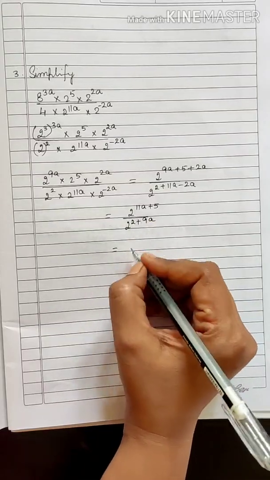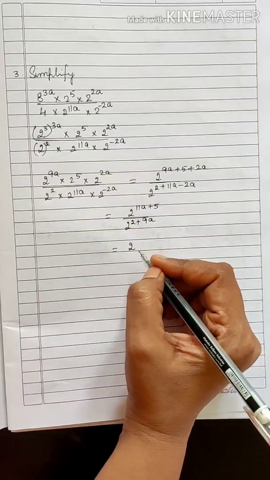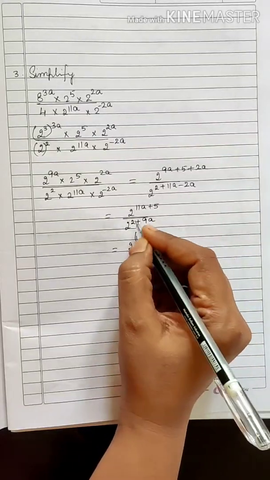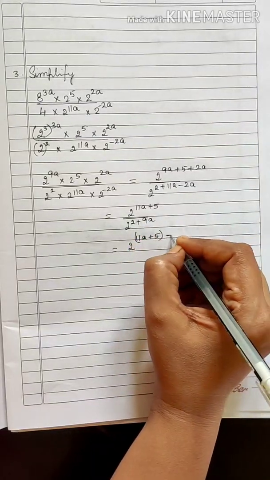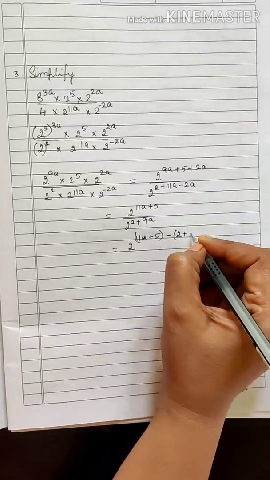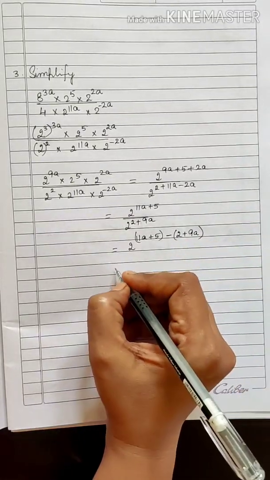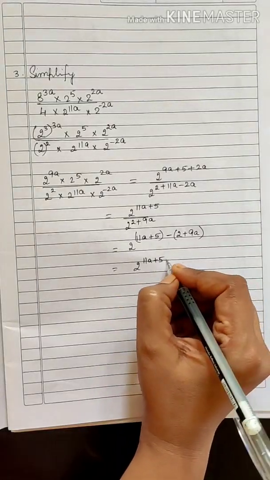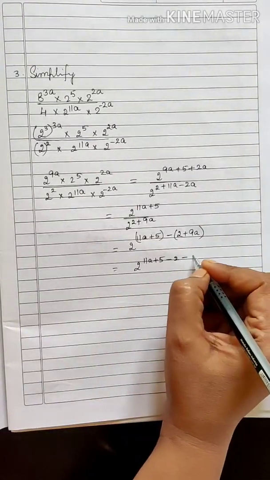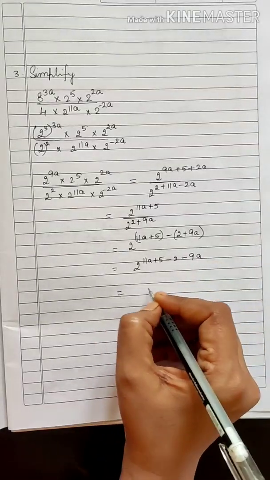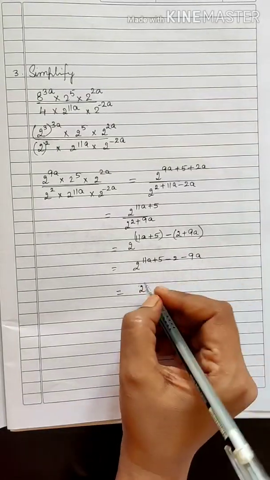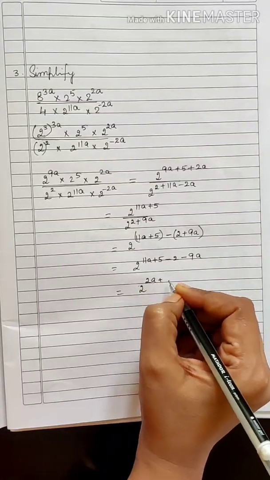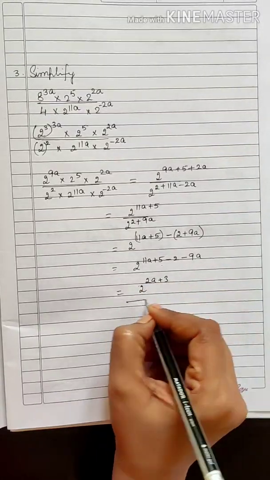Now here we will use the quotient law. So 11a plus 5, you bring this power up, so it will become a negative sign. So this is 2 to the power of 11a plus 5 minus 2 minus 9a. So here you get 11a minus 9a is 2a, and this is 5 minus 2 is equal to 3.